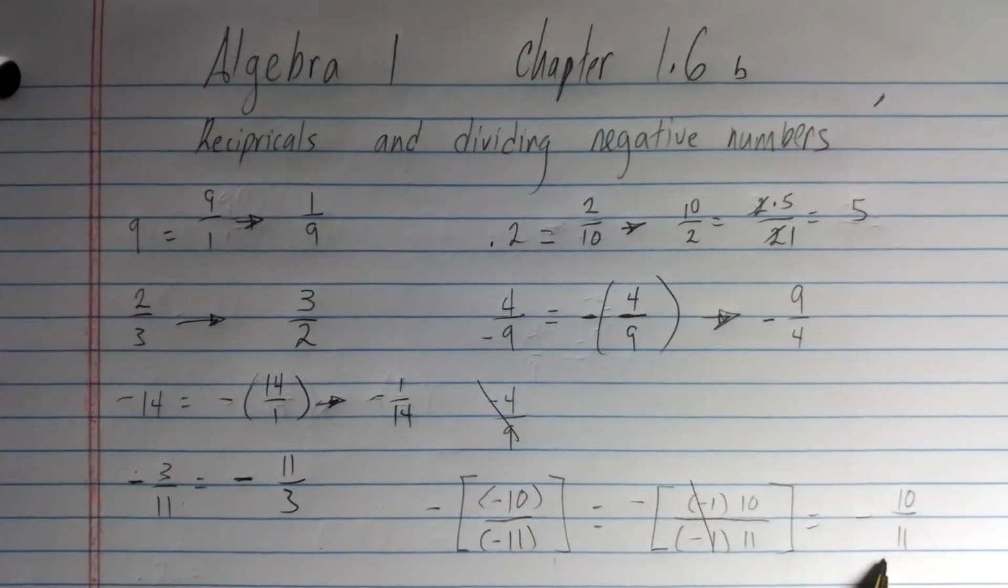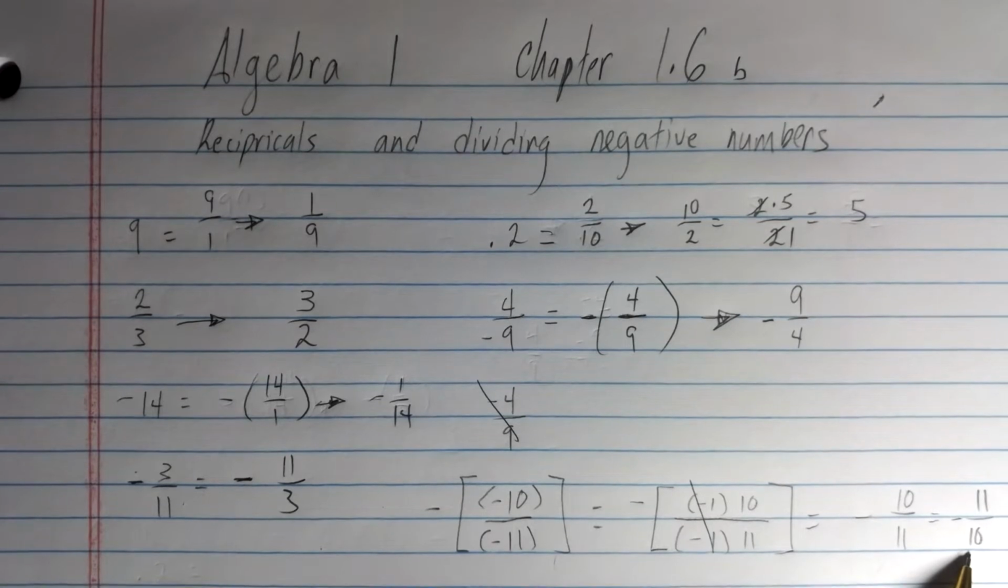I left off with this as my answer to this, but I did not yet get to the reciprocal. And so here it is, and I'm just going to quickly squeeze it in there. Let's move on to dividing by negative numbers.